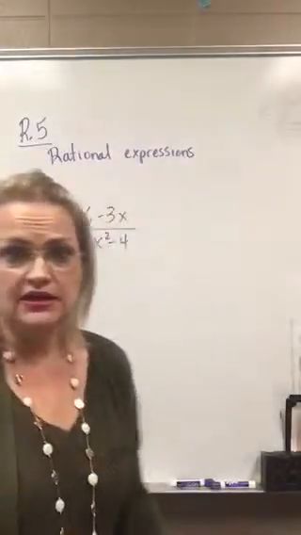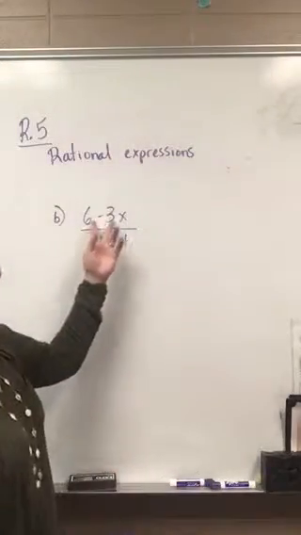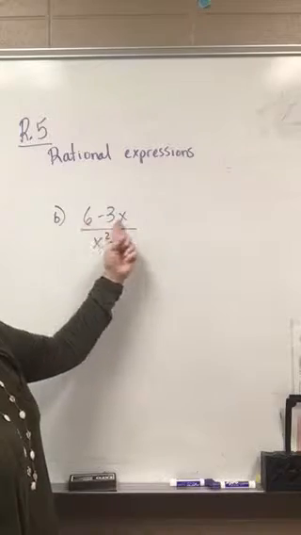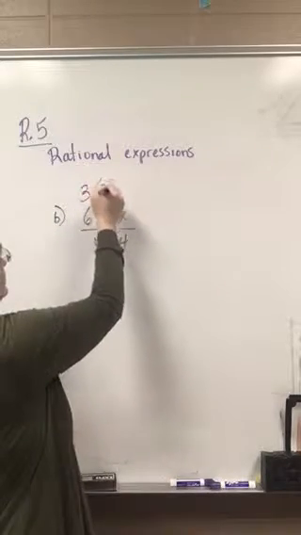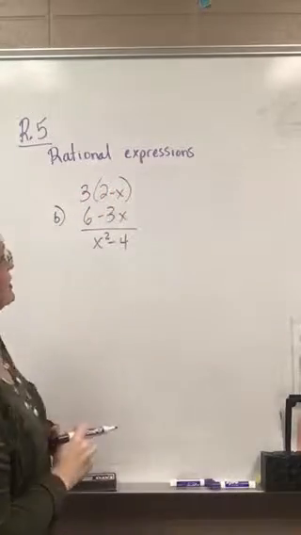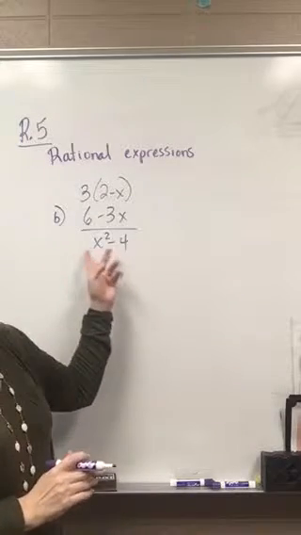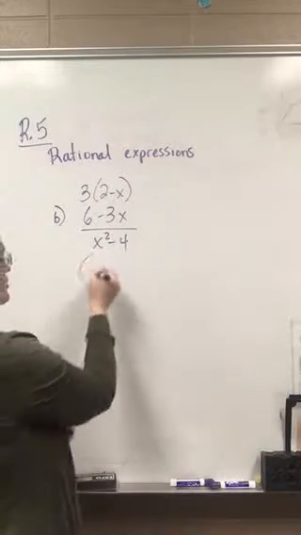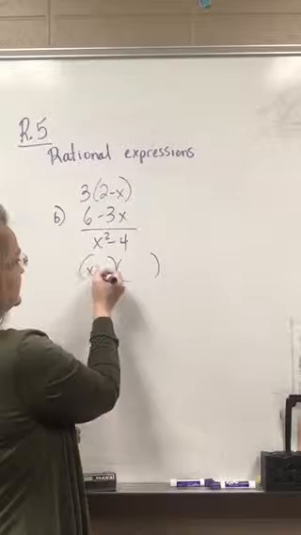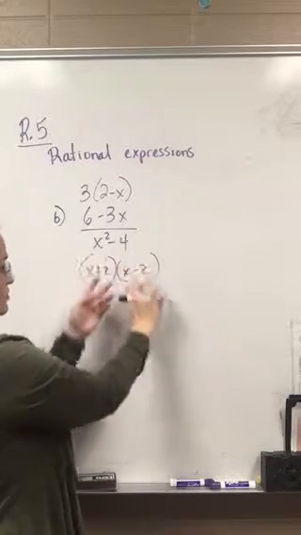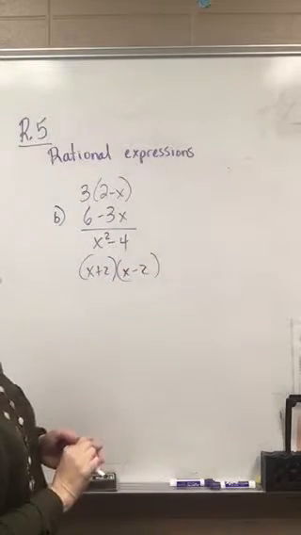Okay, B part, again, factoring is needed. In this numerator, there's a common factor of 3. We can bring it out of each of those. In the denominator, this is the difference of squares we talked about earlier. We can factor it into the sum and difference of its roots. And again, you can FOIL that and see that it's so.